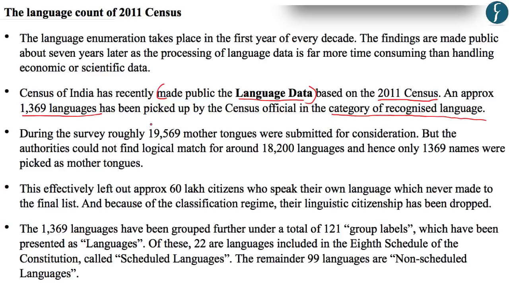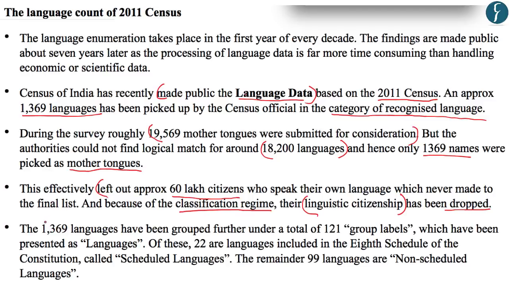However, according to the author, around 19,000 mother tongues were submitted for consideration, and the government officials in India were not able to find logical matches for roughly 18,000 languages, and therefore only 1,369 languages were picked up as mother tongues in India. And according to the author, this left out roughly 60 lakh Indian citizens who speak different languages, but under the classification regime of the 2011 census data, their linguistic citizenship, or them being part of the linguistic diversity of India, was not considered.